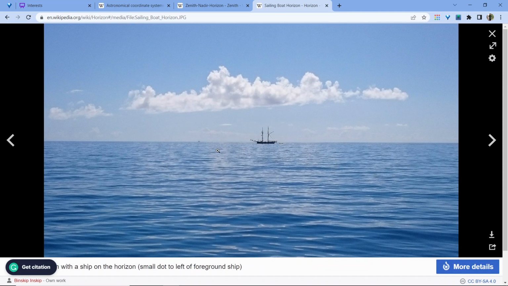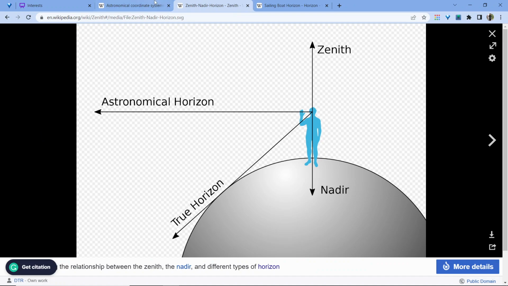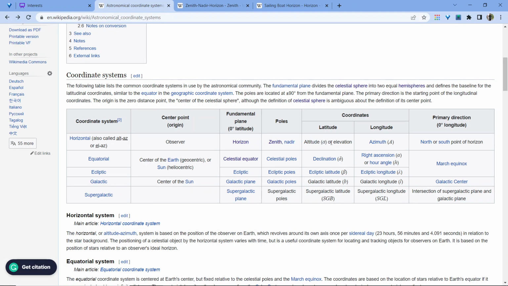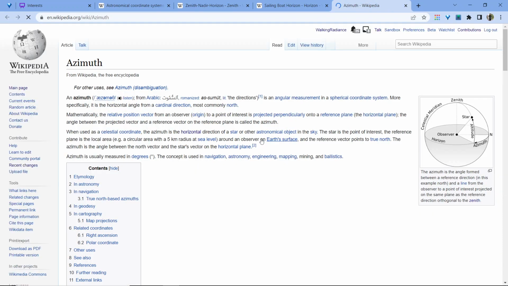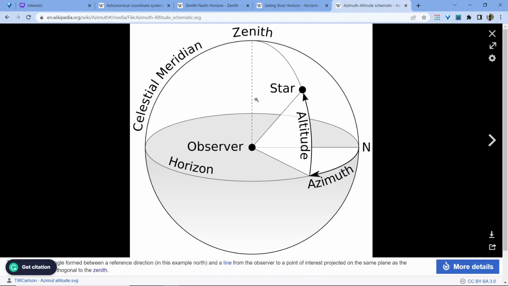So here's an example of a ship on the horizon. The latitude is the elevation or altitude, the longitude is the azimuth. So you have the zenith, the altitude, the star, the azimuth from north, the observer, and the horizon. This is the celestial meridian.